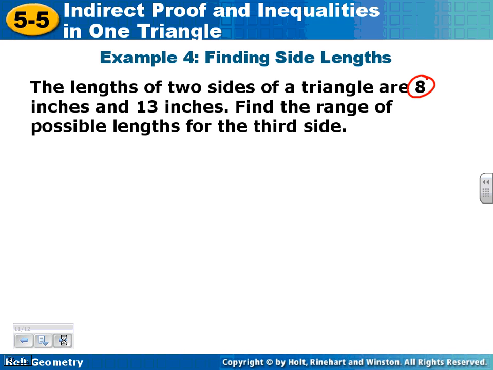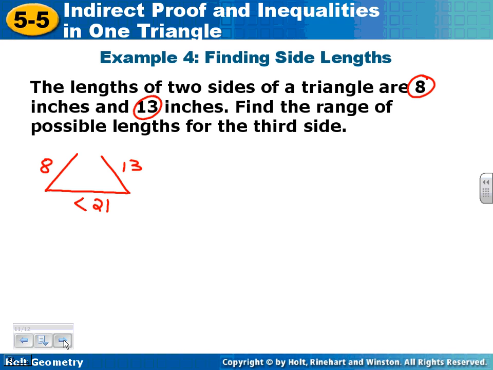Let's take 8 and 13, and let's draw that picture that we did on the previous slides, and put an 8 and a 13 there. So 8 and 13 add up to 21. So this number at the bottom would have to be less than 21 for it to work.